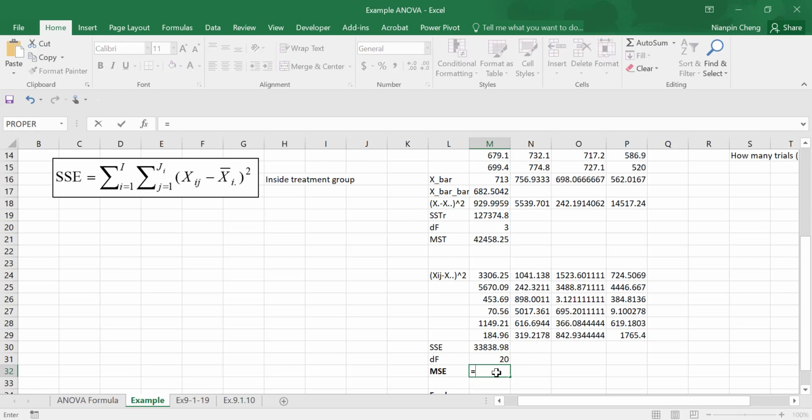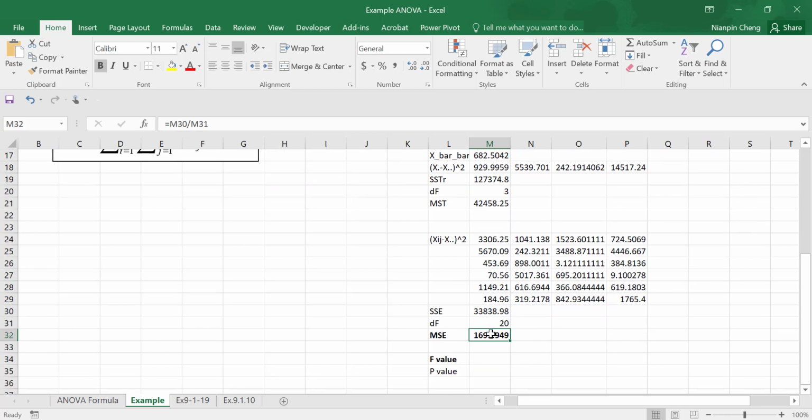So mean squared error is the sum squared error divided by the degree of freedom. Once we know that, we can consider this as the average variation. This is the mean squared error, the average variation from this error part, the within-group variation.